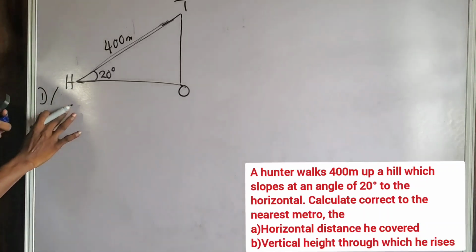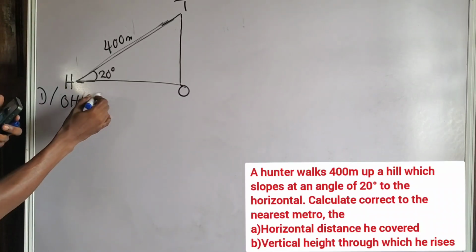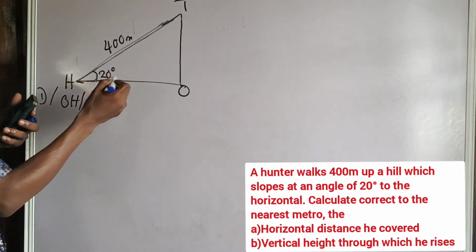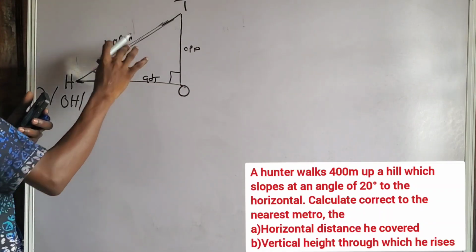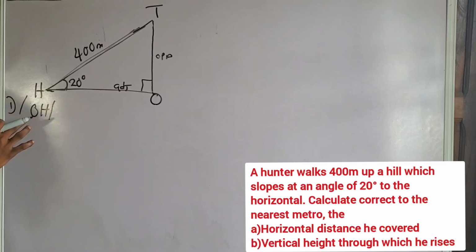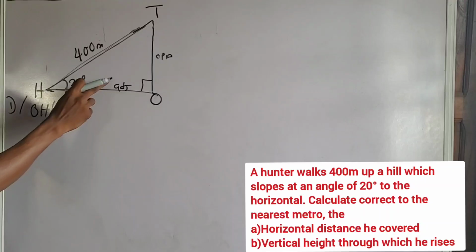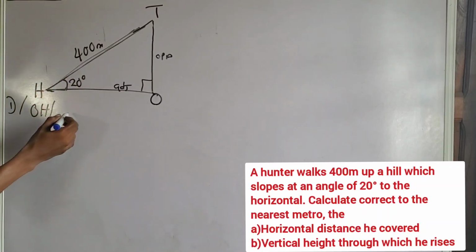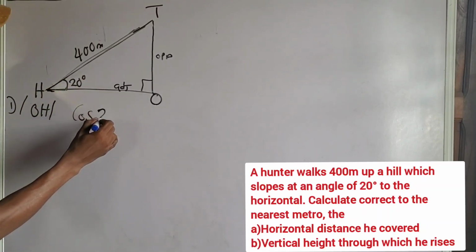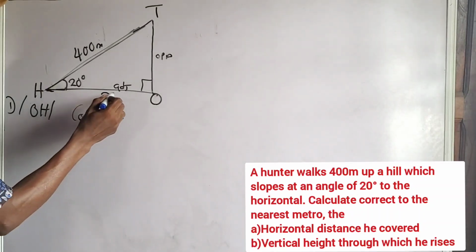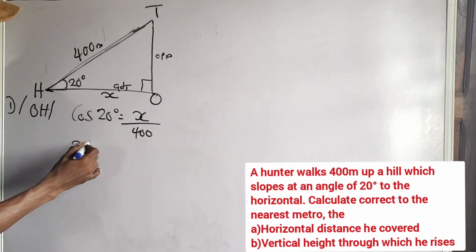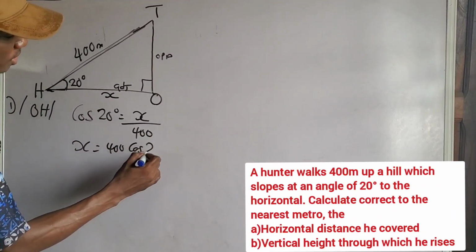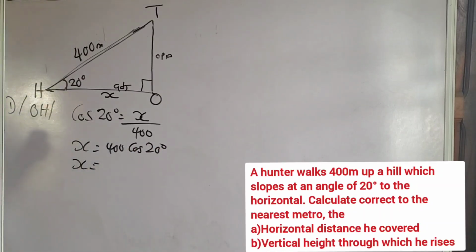To get the value of line OH, this is the angle that we are given. This side will be the opposite, and this side will be the adjacent, while this is the hypotenuse. To get the adjacent, what trigonometric ratio combines adjacent and hypotenuse? That is cos. So I'm going to have cos 20 degrees equals adjacent. Let's represent the adjacent as x. x all over the hypotenuse, which is 400. So x equals 400 cos 20 degrees.